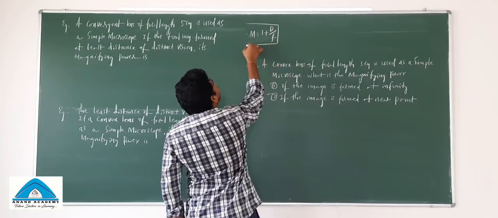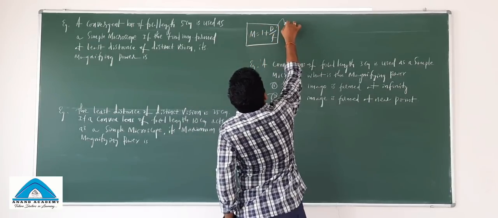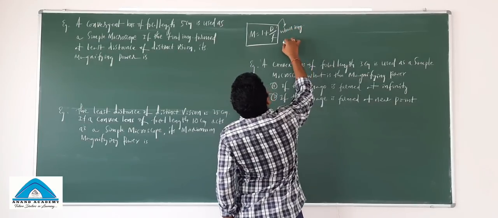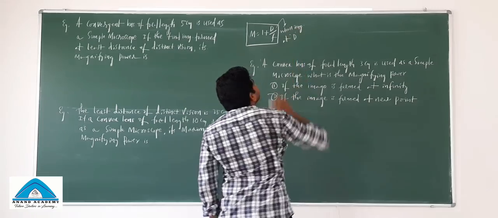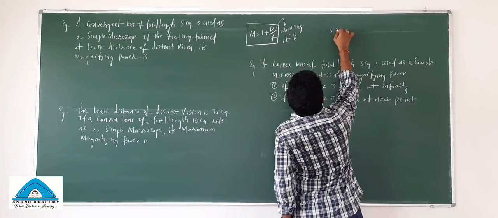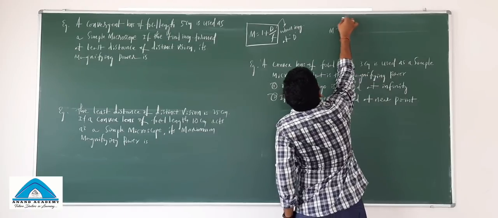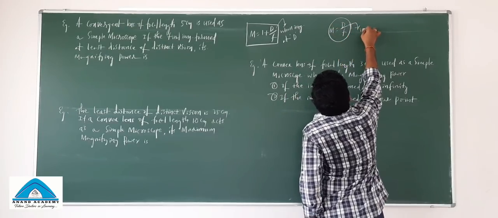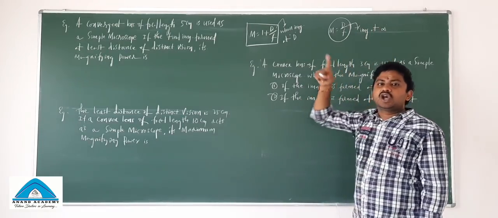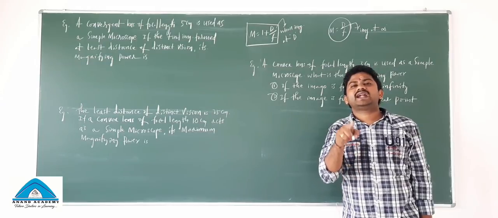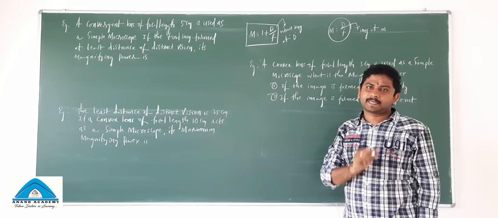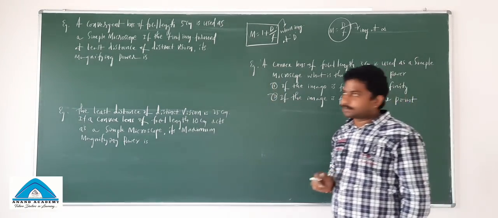This is one formula we have discussed, where the image is formed at D. And the second formula we have discussed, magnification will be D by F. This is when the image is formed at infinity. In this case, the object must be kept at a distance called focus from this convex lens. Now, let us start the first one.